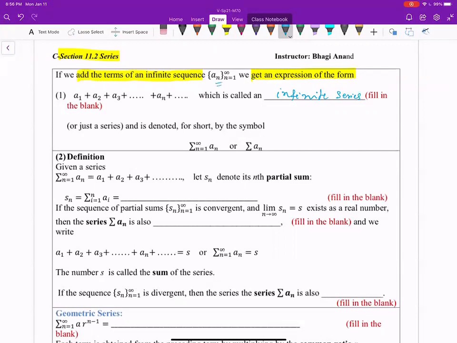So for a sequence, we use a curly bracket. A sequence is only a list of members, a list of items, a list of numbers written inside a curly bracket. Here, we are adding the terms of the sequence, so we use the notation sigma.